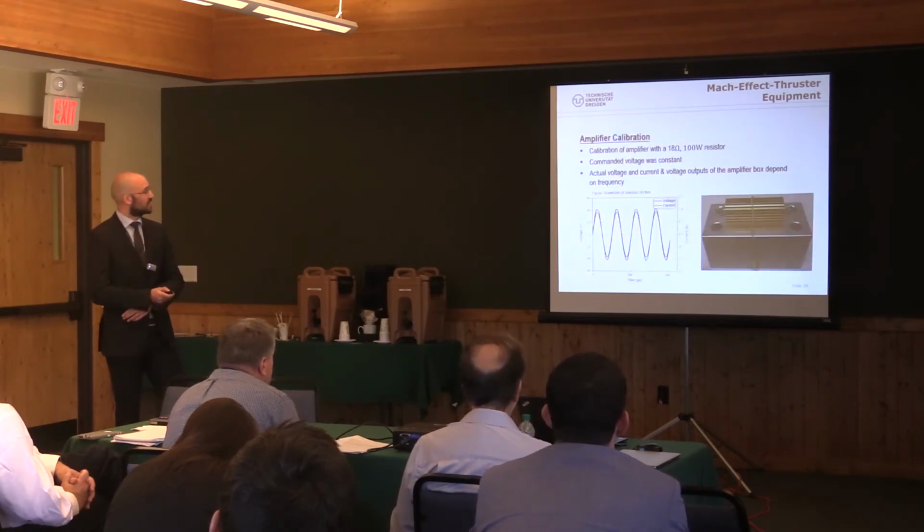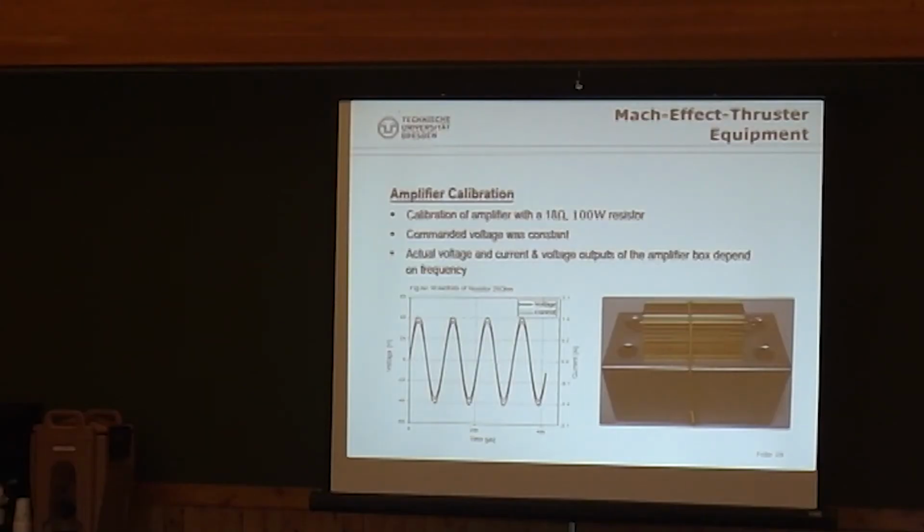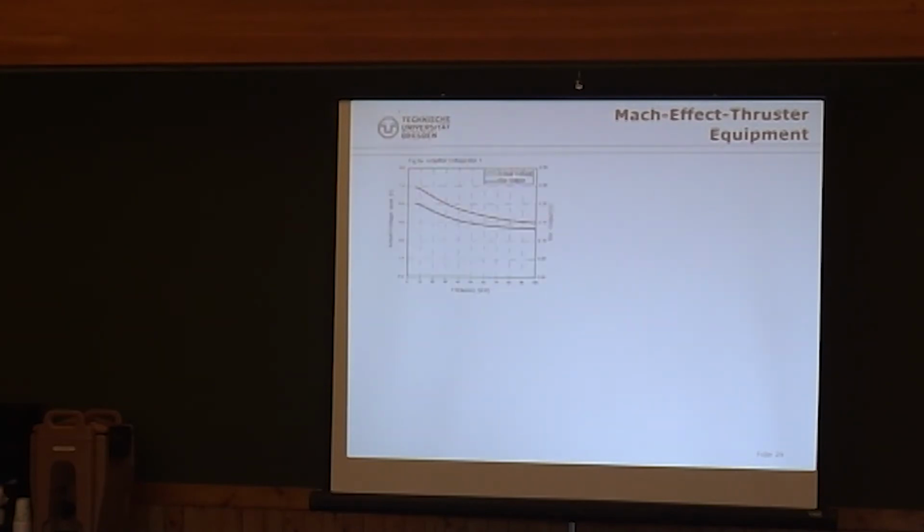So we had to calibrate these amplifiers because when we did the first test and tried to measure a resistance, we did not get the results we wanted. So basically what we did, we took an 80 ohm resistor, 100 watt power rating, and we commanded a fixed voltage and did basically a sweep. And we got this result.